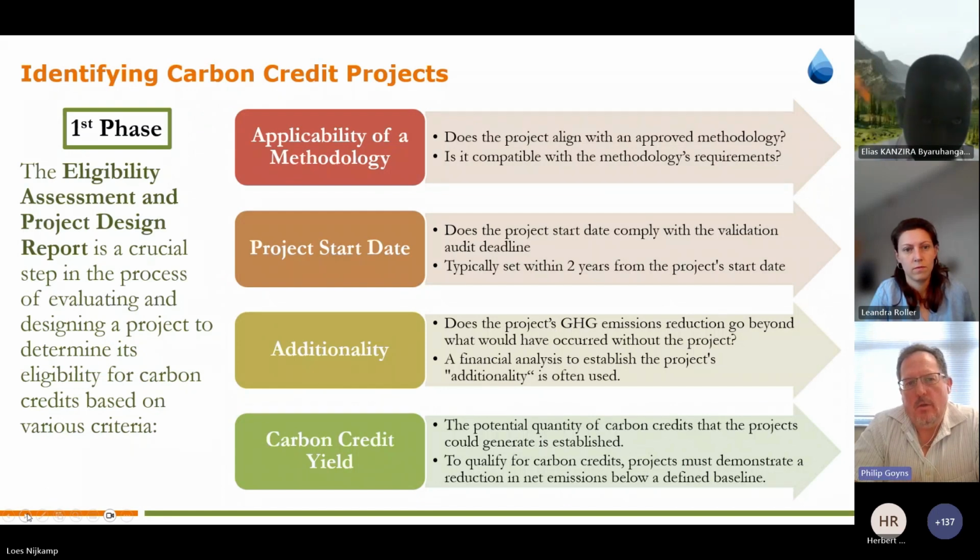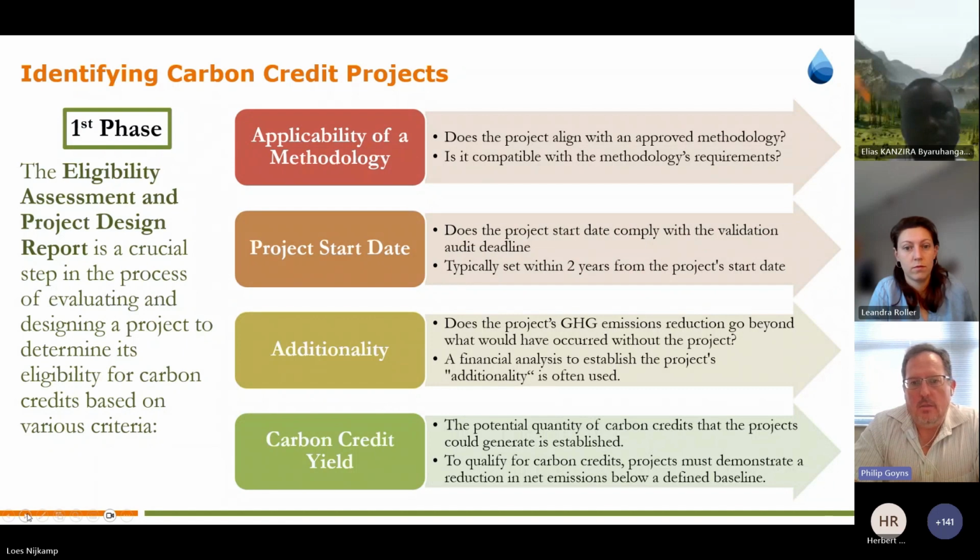So the first part of generating carbon credits is to identify a suitable carbon credit project. There are a couple of things to consider when looking for a project. First of all, is there a methodology to develop that project and to evaluate the emissions from that? We'll get to more detail in a moment. Also, look at the project start date. A project may only be eligible if it started within 2 years, depending on the standard that one may be using for the project.